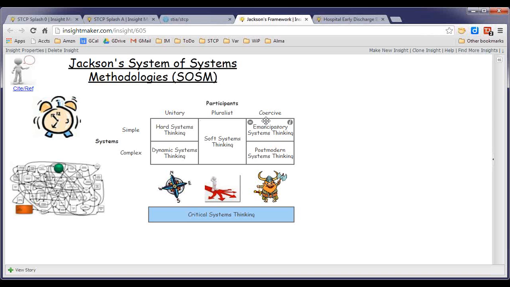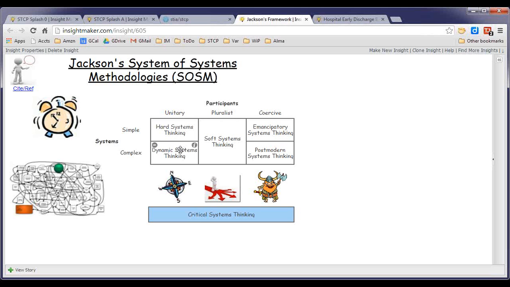Though from this particular matrix that Jackson put together, we have systems which are simple or complex. Simple meaning some number of interactions which are relatively constant or consistent over time, and complex in terms of lots of interactions that are probably not the same tomorrow as they are today. I mean, there's the difference between a clock and this mess down here. And participants, which are unitary, pluralist, or coercive based upon the extent to which they are lined up in terms of their goals, objectives, values, and beliefs.